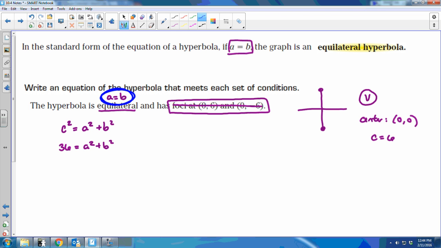So since A equals B, I have two unknowns, and I can't solve for both unknowns. But if A equals B, I can change one of those unknowns because they're both the same. So I can change this to 36 equals A squared plus A squared, because A and B are the same. You could change it to B squared plus B squared. It doesn't matter. But now I only have one variable. So I have 36 equals 2A squared, and so I get 18 equals A squared.